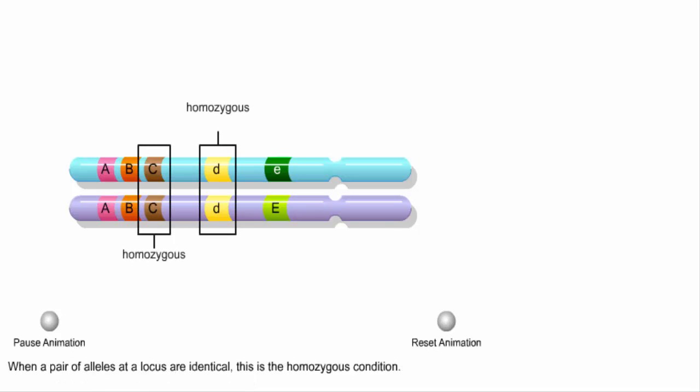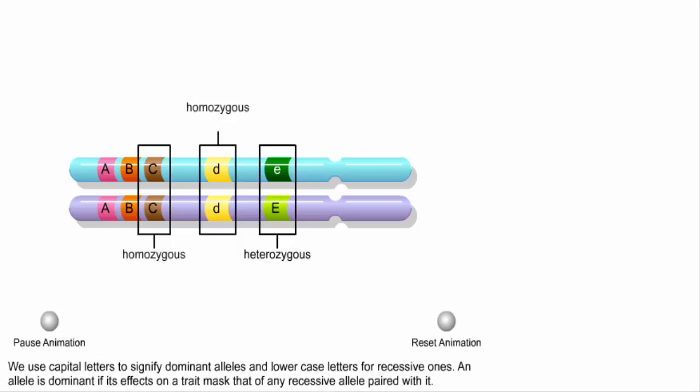When a pair of alleles at a locus are identical, this is the homozygous condition. When the alleles at a locus differ, this is the heterozygous condition. We use capital letters to signify dominant alleles and lowercase letters for recessive ones. An allele is dominant if its effects on a trait mask that of any recessive allele paired with it.